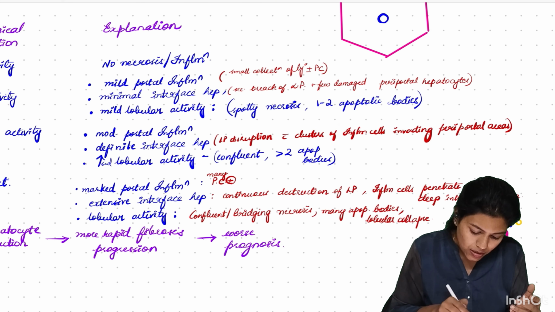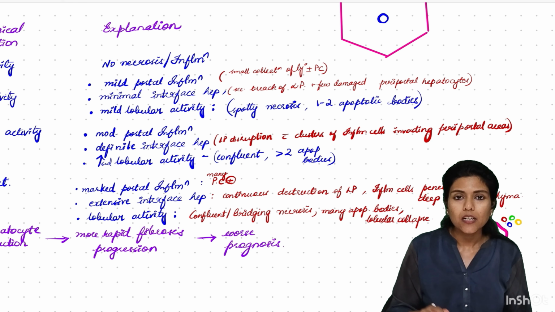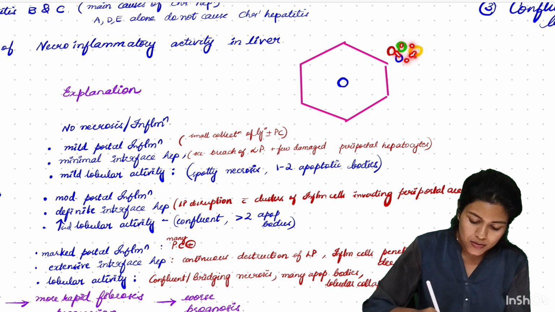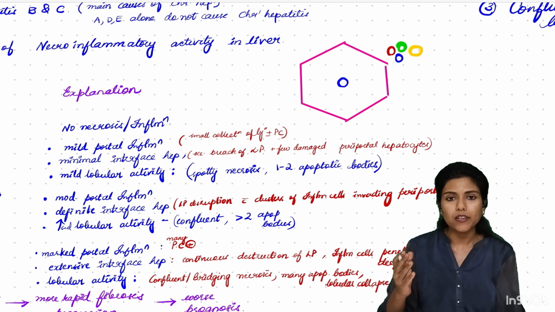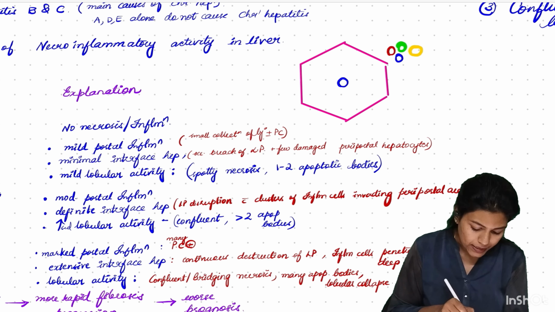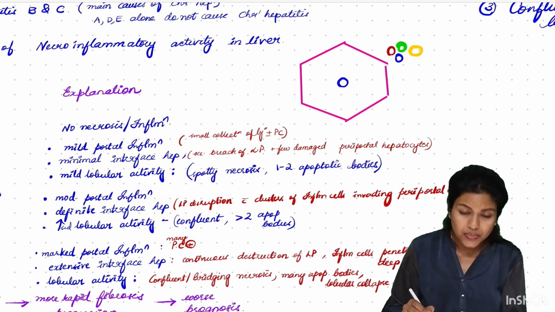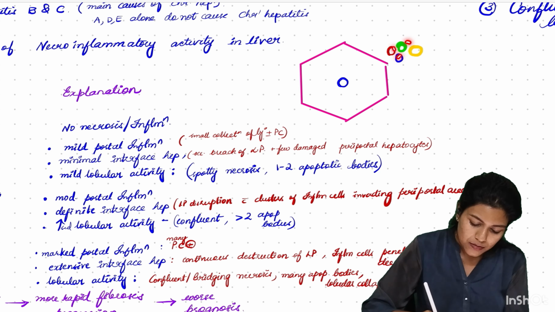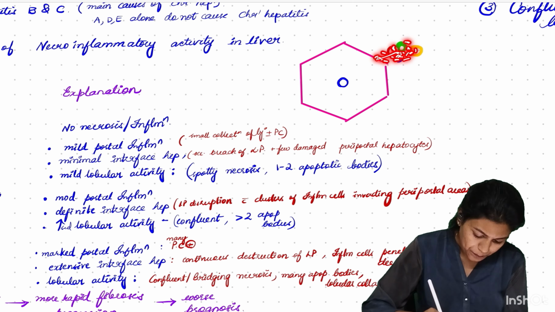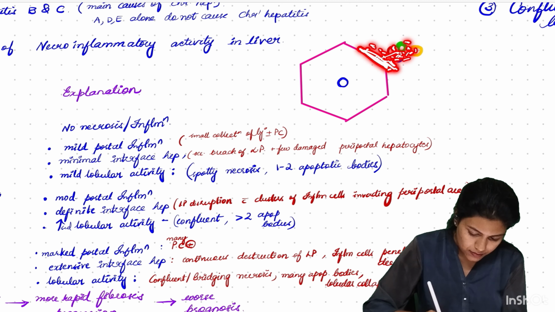Moderate activity, again, portal inflammation is moderate. Moderate means again it is more than the mild one. It is seen in and around the portal tract. It is moderate, more than the mild one. Interface hepatitis is definite, meaning it is more than the mild. So it will disrupt. The interface hepatitis will come in the junction. It will disrupt this limiting plate.